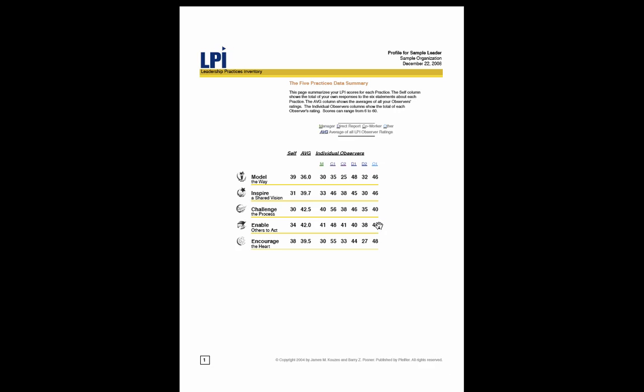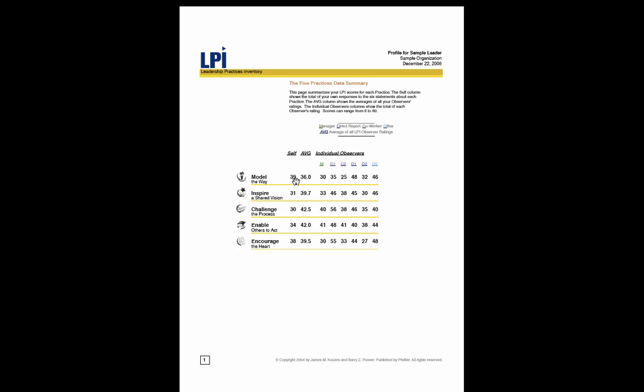So turning to the first page of your report, you'll see the heading there, the 5 practices data summary. So here are the details of the 5 practices. These are your scores on each of the 5 practices. There's a self column, there's an average column, and that average is the average of your observers. M is for manager, C is for co-workers, D is for direct reports, and O is for others. If you have many observers, you'll find that the report spills over onto a second page.